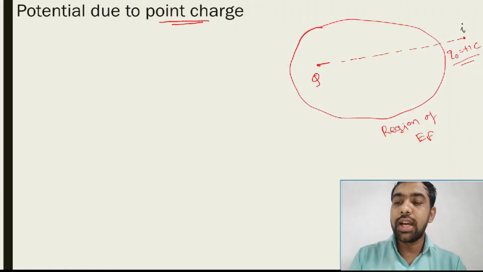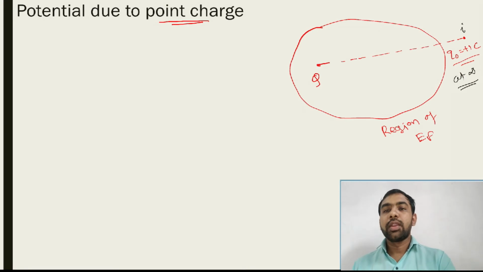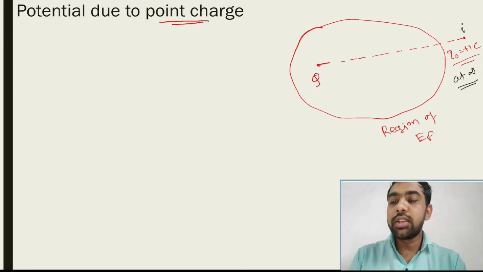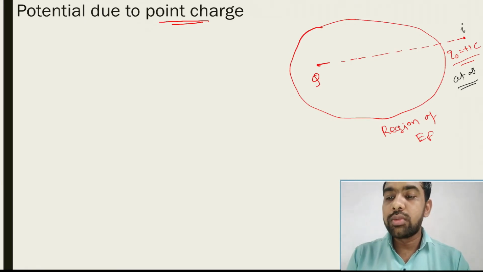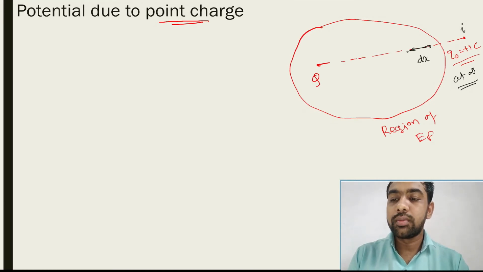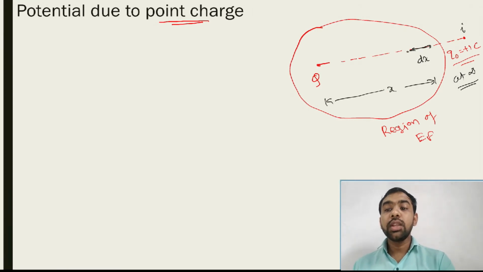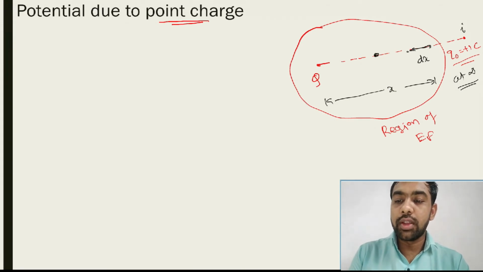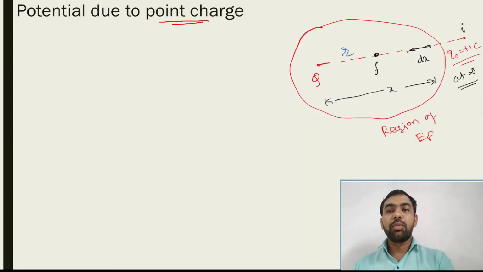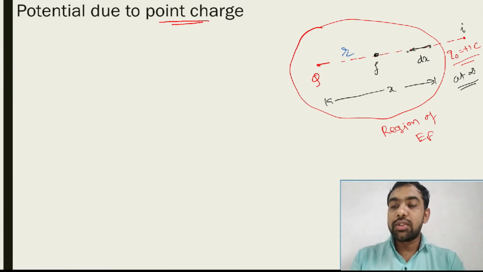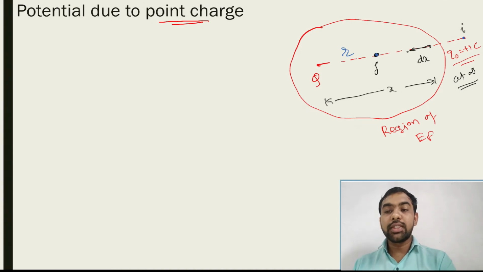Initially suppose this charge is at infinity. Now you bring this charge into the region of electric field, moving like this. Suppose you cover a small distance dx, and at that time the distance between them is x, and the final point is somewhere here. The distance between the final position and Q is r. It means you are bringing a charge from I to F.